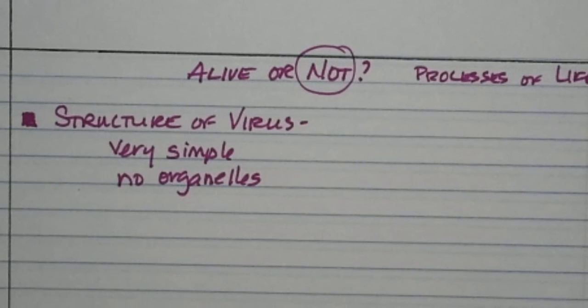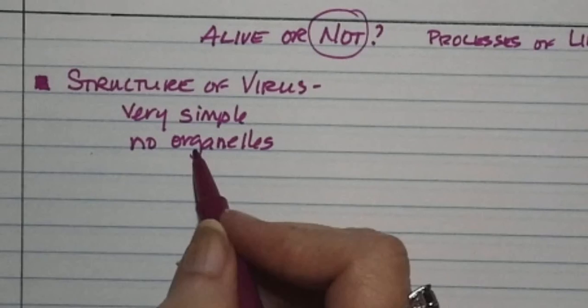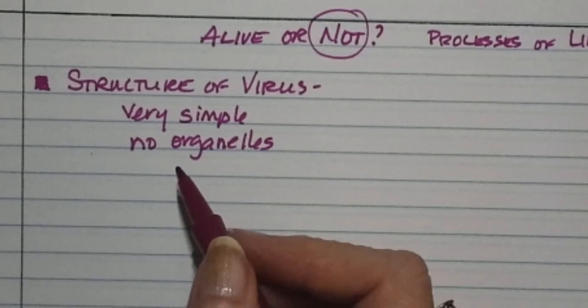So that whole hygiene thing is kind of important. Okay, so they're really, really simple. They've got three basic parts. So let's talk about the parts. The first part is the capsid.